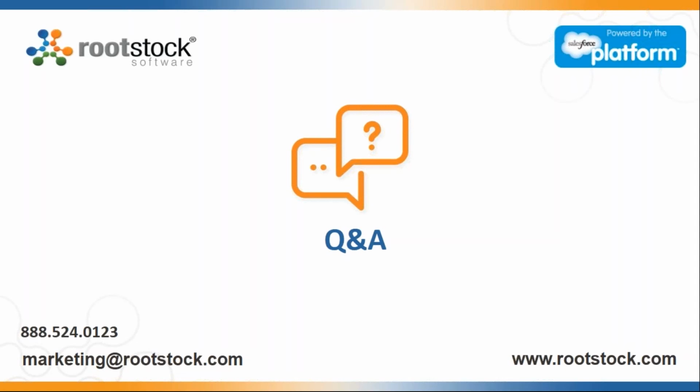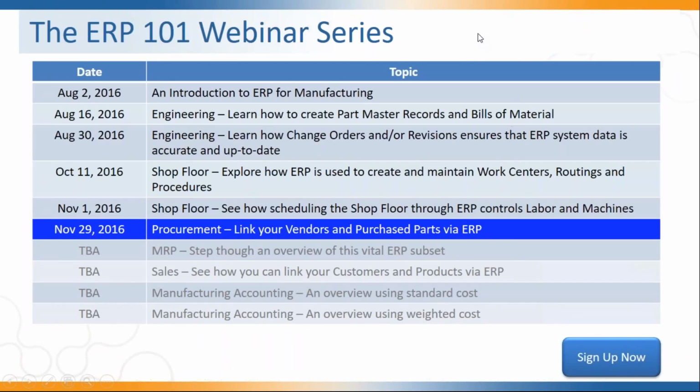Before we end today's webinar, I'd like to present a brief look ahead at the upcoming topics in our ERP 101 webinar series. Today, we covered shop floor. See how scheduling the shop floor through ERP controls labor and machines. The next webinar in the ERP 101 webinar series by Rootstock Software is scheduled for November 29th, and will cover the topic procurement. Link your vendors and purchase parts via ERP. Future webinar dates are to be announced.